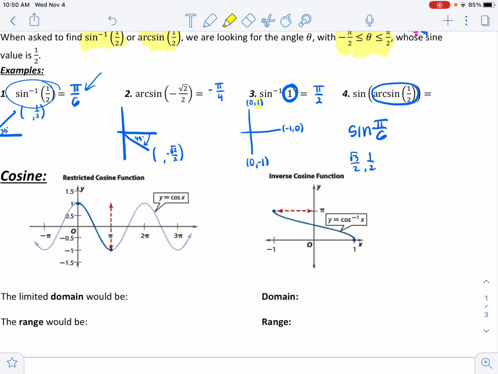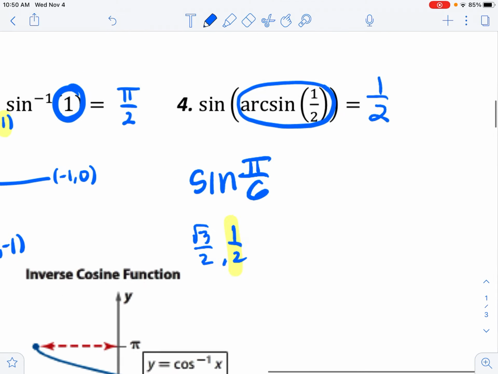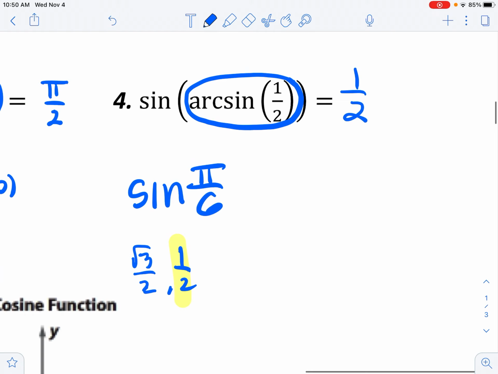What is the sine of pi over 6? Remember, pi over 6 is 30 degrees. The ordered pair is root 3 over 2, 1/2. The sine is the y value. So the answer is 1/2.